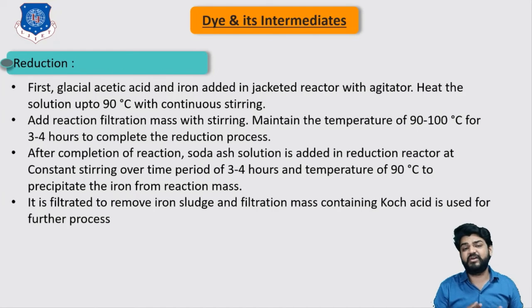After this, our reaction mass is sent to the reduction unit, in which initially acetic acid and iron are added inside the jacketed reactor, which also has one agitator. Then we have to heat this solution to 90 degrees Celsius and continue to stir it. Now add the filtered reaction mass inside the reactor, maintaining a temperature of 90 to 100 degrees Celsius by means of steam for 3 to 4 hours. And this ultimately completes the reduction reaction.